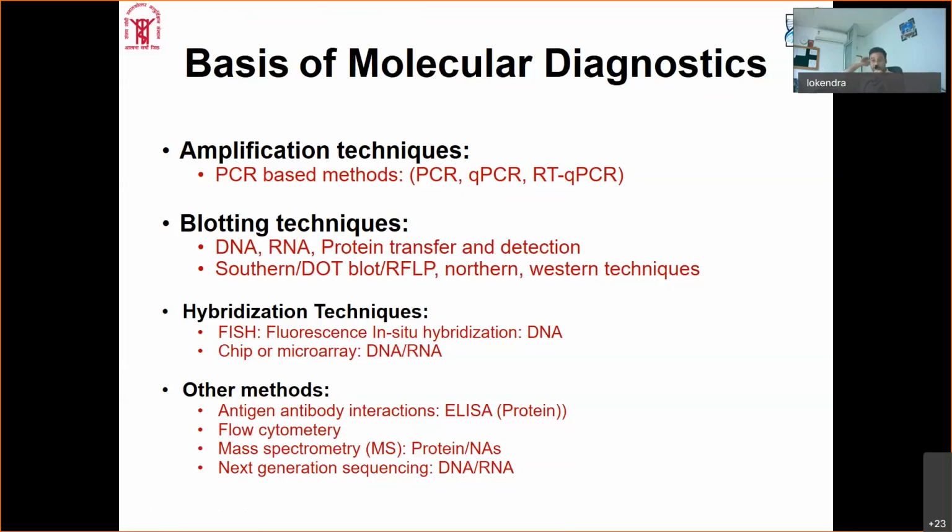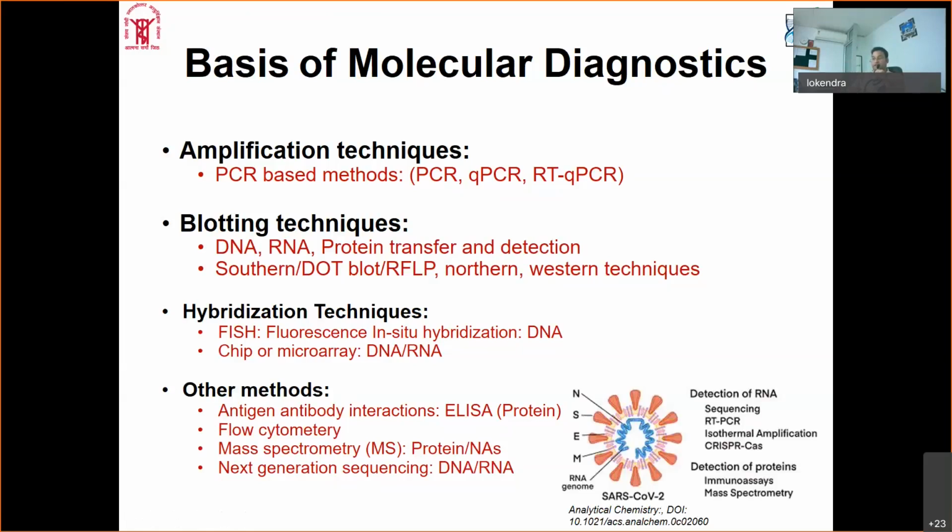So we will be discussing a little bit more. Mass spectrometry again can be used for determining protein or nucleic acids. And NGS is one of the most advanced methods that can give a lot of information about the genome and the gene expression as well as various changes in the genome altogether. So if I have to combine all these things, I can give you a good example of SARS COVID-19. That is very hot nowadays, that everybody is working on this COVID-19 in one way or another.